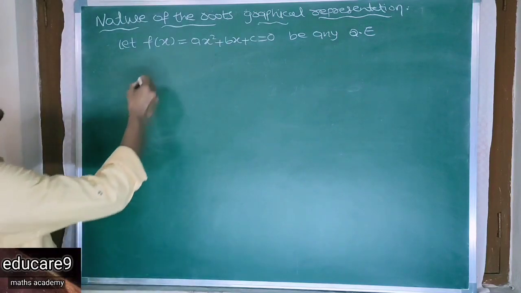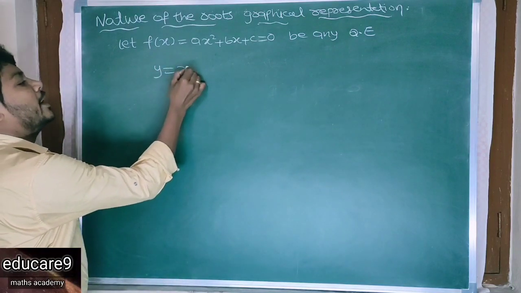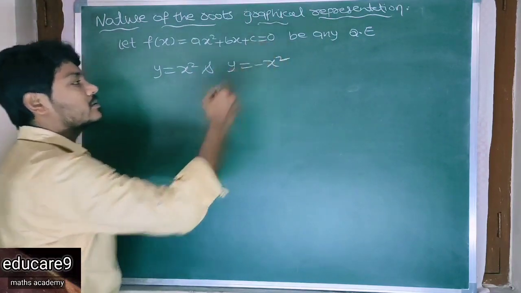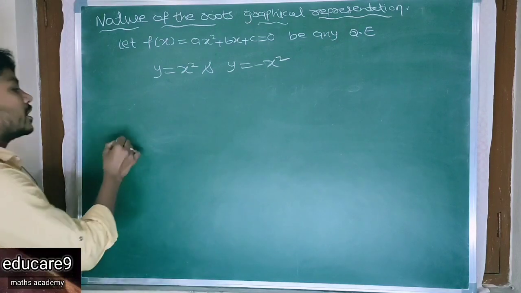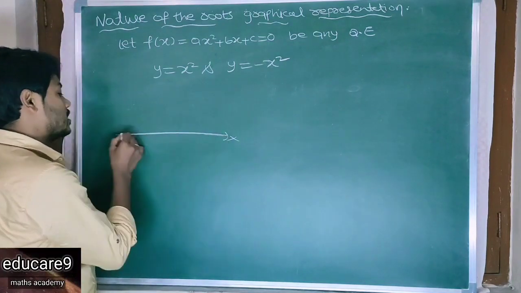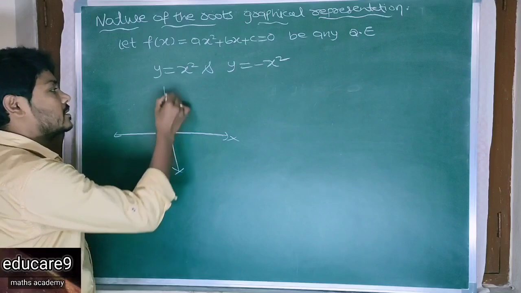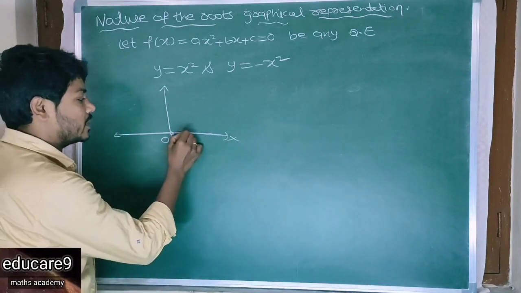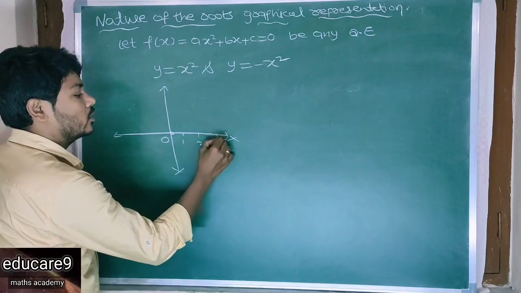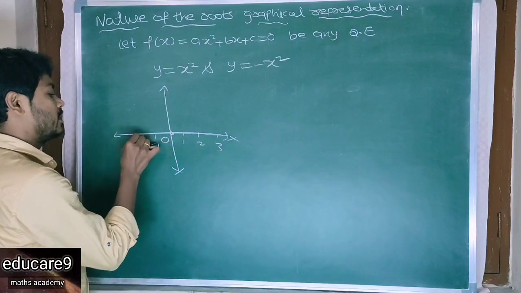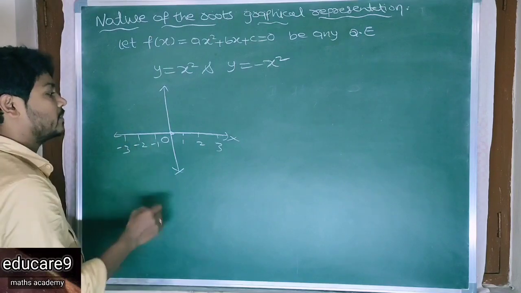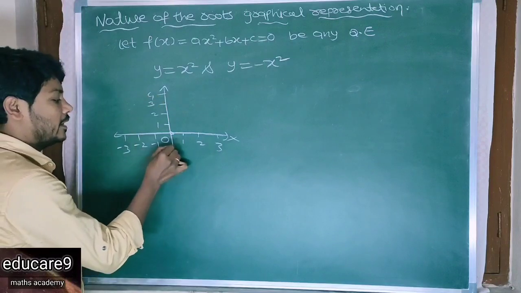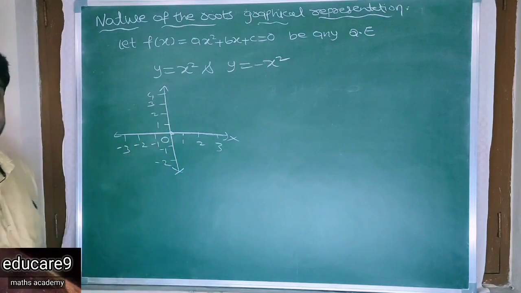See here, first you have to know the graph of y = x² and y = −x². So draw the x-axis and y-axis. This is the point of intersection (0, 0), and this is 1, 2, 3 and this is −1, −2, −3, and here 1, 2, 3, 4 and here −1, −2.